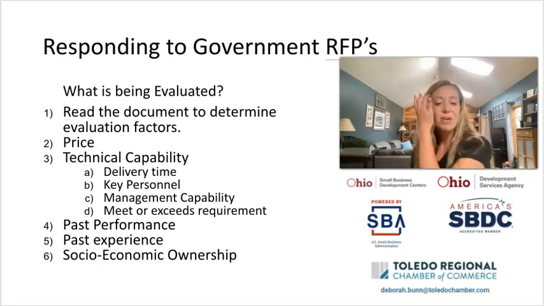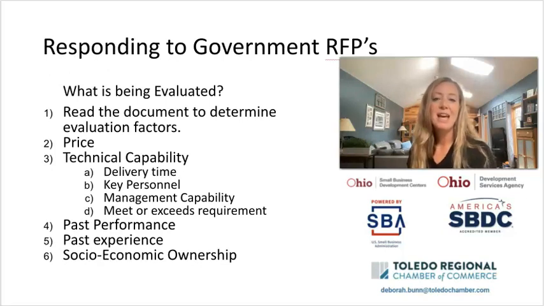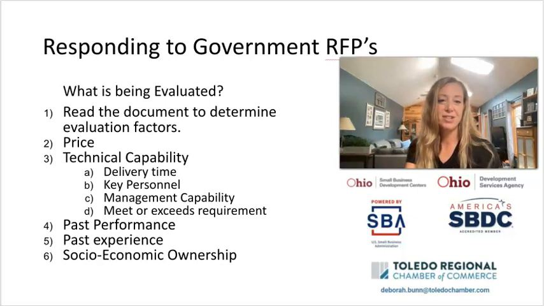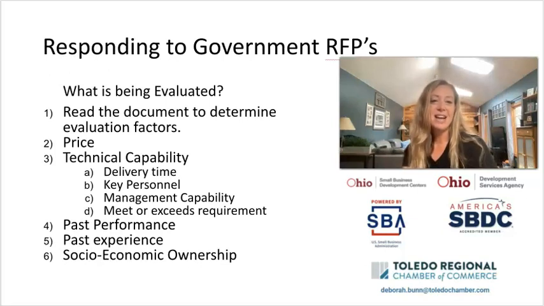Price, again, technical capability, delivery time, key personnel, management capability, meet or exceeds requirements. This is your portion in the technical capability to let your company shine. Let the contracting officer know you can do what you say that you can do, and you can do it on time. Past performance will support what you're saying in your technical capability, as well as past experience. And then there's the socioeconomic ownership factor. There are certain contracts, as we've discussed in other videos, that are set aside specifically for small businesses that meet that criteria.